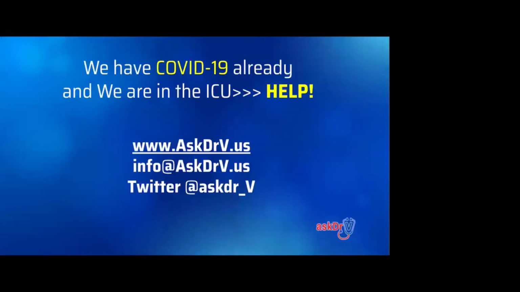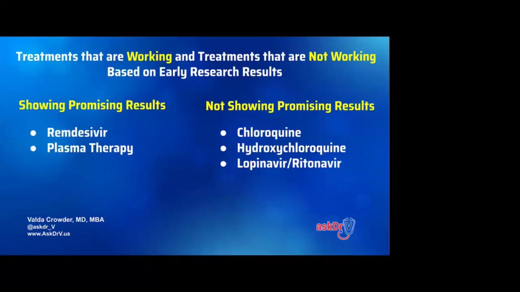So what if you have COVID-19 already and you have a family member that's either admitted or in the ICU? I want to go over just a little bit about what works and what doesn't work. Again, I keep all the pertinent information on the website and on Twitter and all the different places. There's been a lot of conversation about different therapies. We are now getting early results that are being reported in the New England Journal of Medicine.